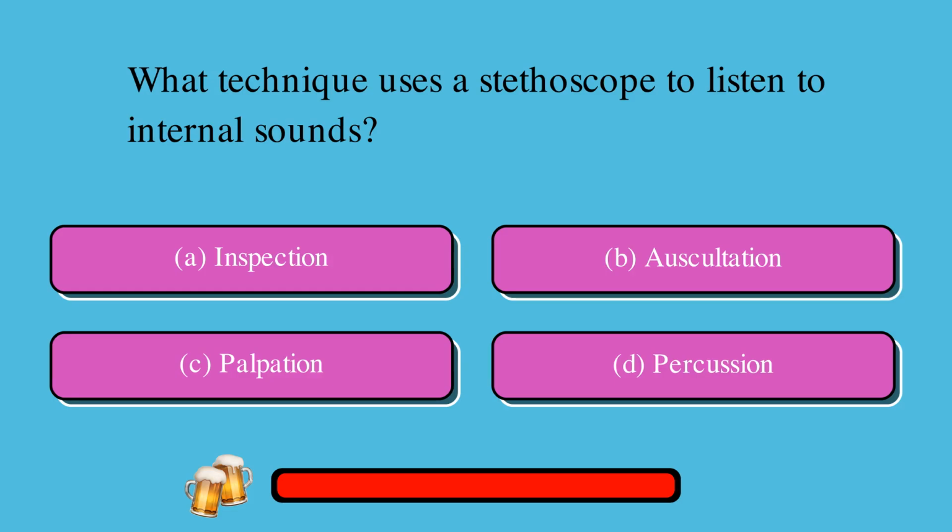What technique uses a stethoscope to listen to internal sounds? A. Inspection, or B. auscultation, or C. Palpation, or D. Percussion? The correct answer is B. Auscultation.